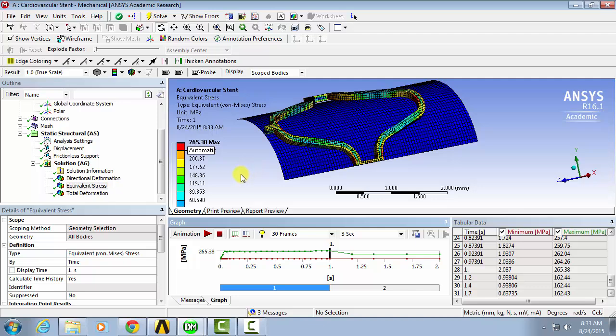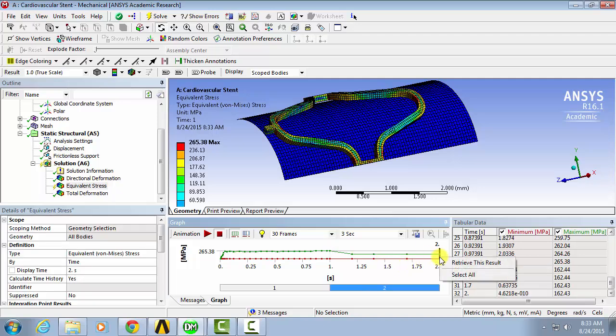Similarly, we can also find the residual stress at time equals 2 at the most relaxed state by right-clicking and retrieving result.